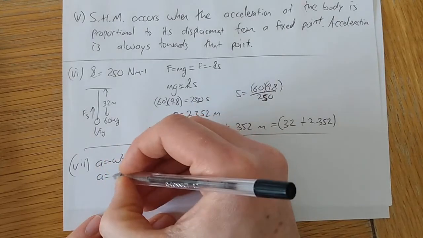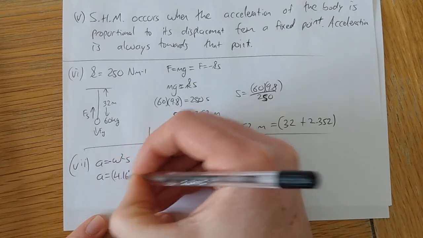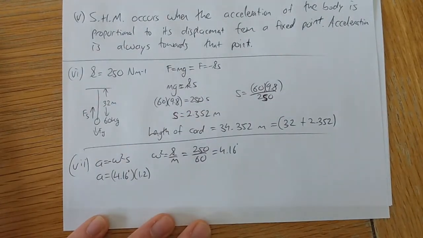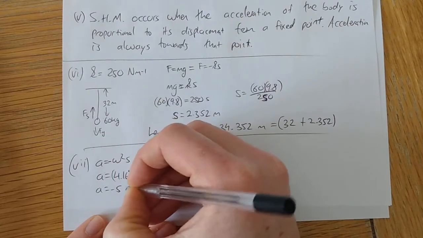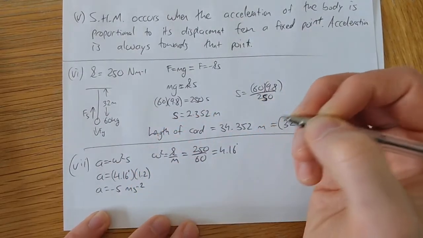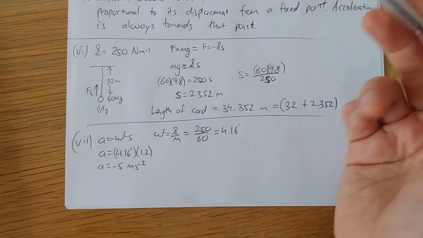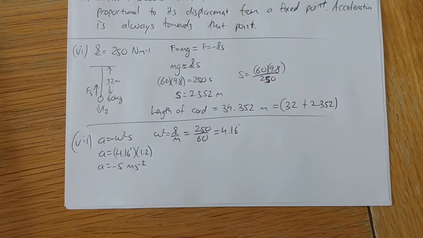A is equal to 4.16 recurring times the 1.2 displacement, which is 5. Okay, so the acceleration is minus 5 meters per second squared, back towards the rest position. It's negative because it's going backwards, so he's going back up, or actually, at either point it's going to be that.